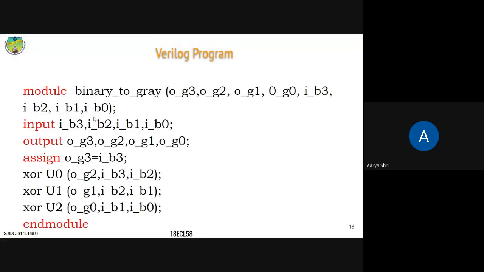After that, we are declaring the inputs, that is the keyword input, I_B3, I_B2, I_B1, and I_B0. After that, we are declaring the outputs, that is output O_G3, O_G2, O_G1, and also O_G0.